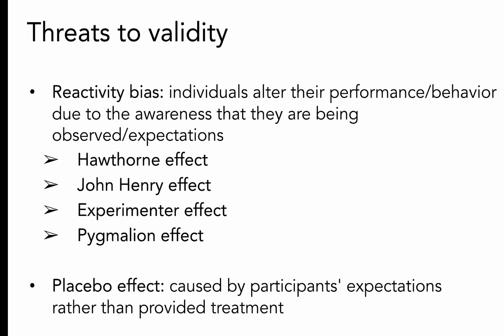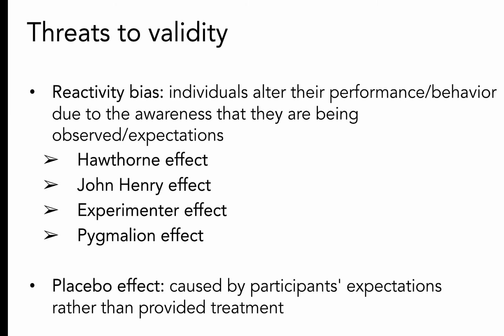Turns out people became a lot more productive, and this effect in itself could not only be attributed to the change in light, but simply due to the fact that the people in the factory, the workers, were aware of the fact that they were being observed and that they were part of an experiment. And this was famously described as the Hawthorne effect. So this is the awareness of people that they are in the experimental condition.